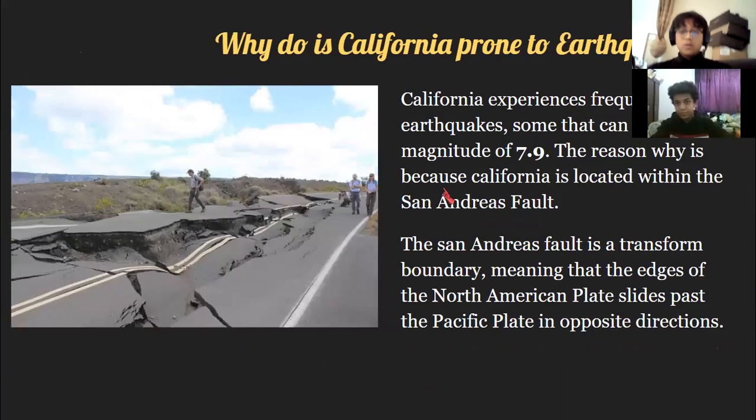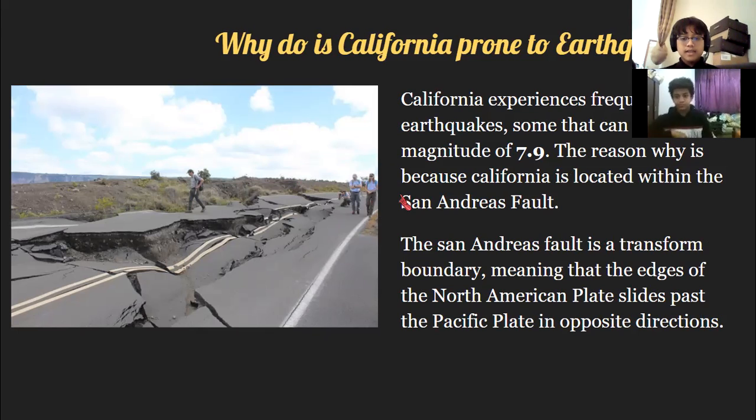So another place that is very prone to earthquakes, which has a lot of earthquakes, is California. It experiences a lot of earthquakes, some that can even reach a magnitude of 7.9, which is extremely high. The reason is that California is located on the San Andreas Fault, which is a transform boundary, meaning the edge of the North American plate slides past the Pacific plate in the opposite direction.